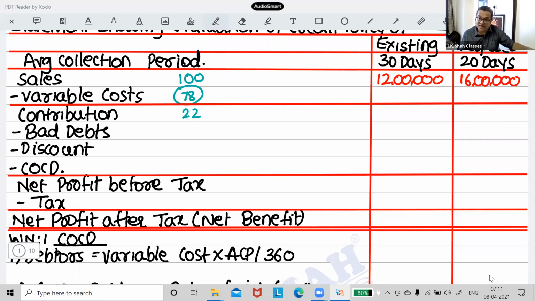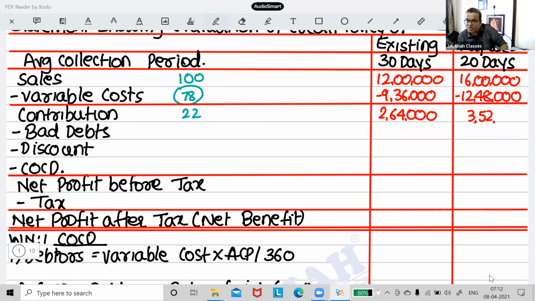We can calculate variable cost of this. So 12 lakh into 78%, 936. So the balance is 264. And 16 lakh into 78%, 1248. Contribution is 352.